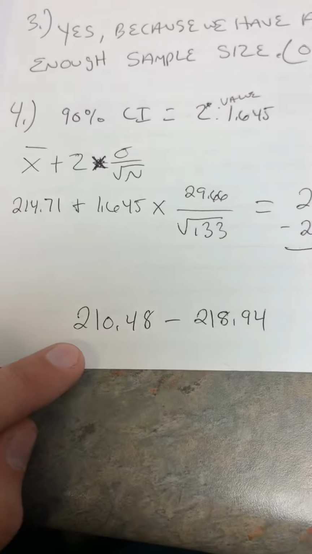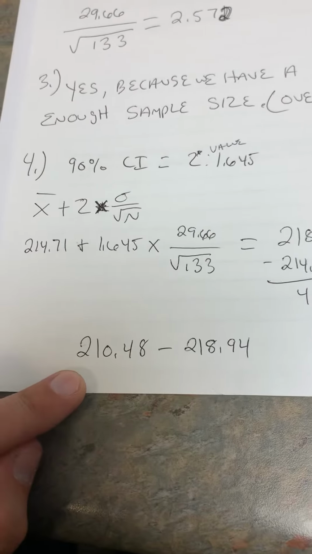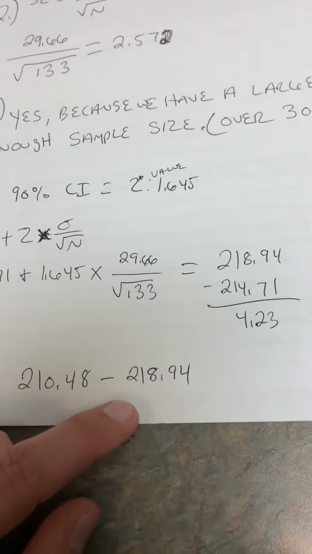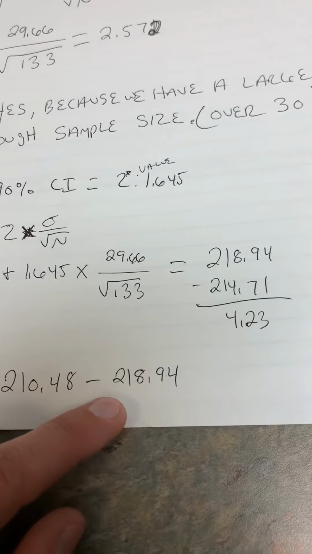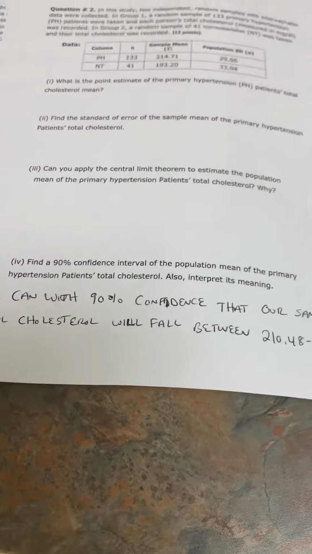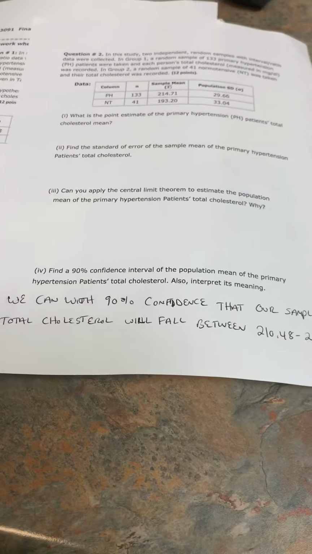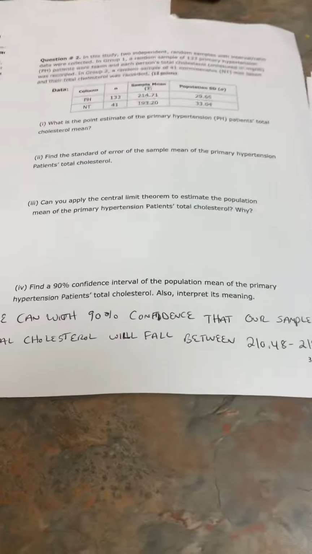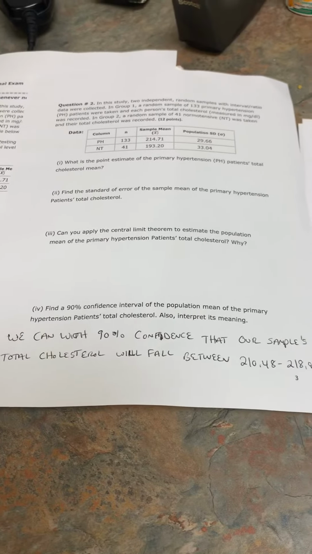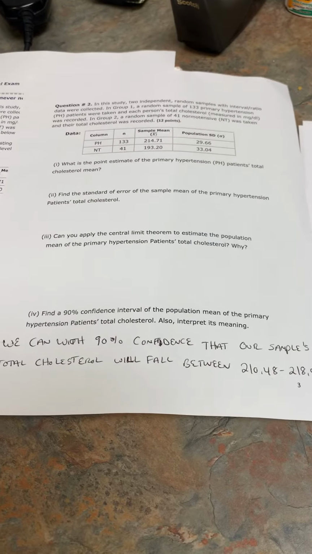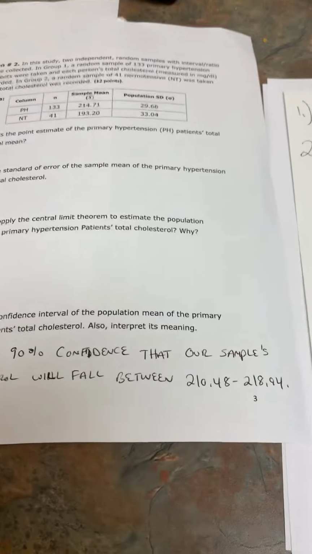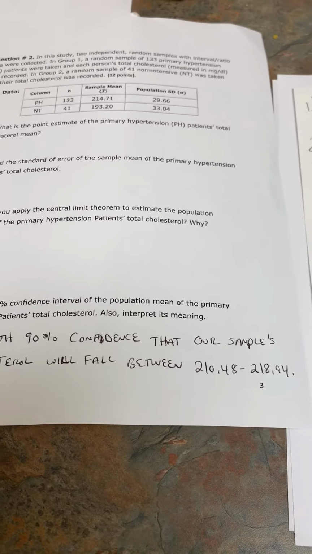So after subtracting, that gives us a low range of 210.48 and a high range of 218.94 for our confidence interval. So therefore, the interpretation of that being that with 90% confidence, we know our sample's collected total cholesterol will fall between that range of 210.48 and 218.94.